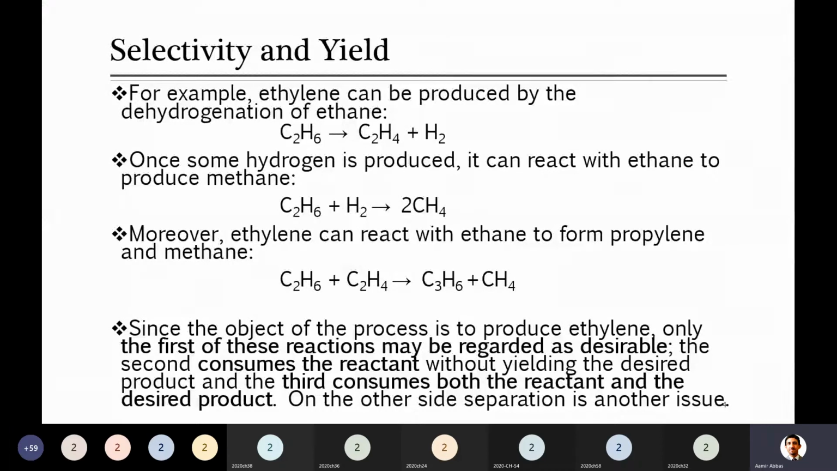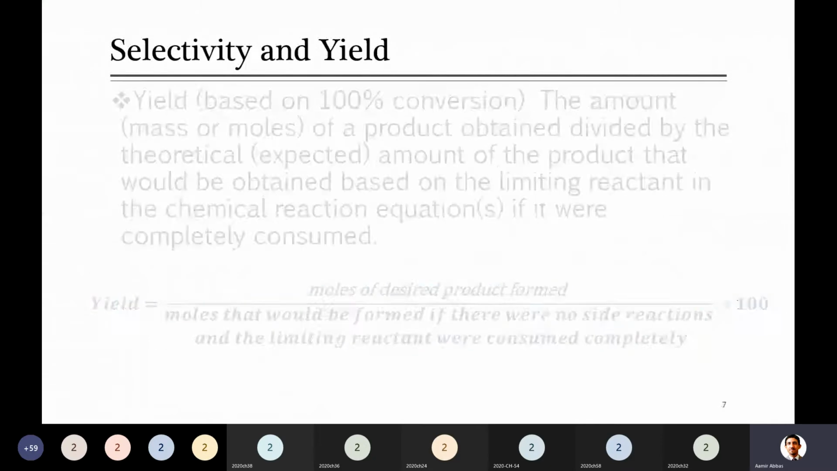0.8. So 0.8, sir. How 0.8? Because you will say how much product is produced. 80 is being produced in the first reaction, because we said that 80 moles are consumed in the first reaction. So it is 80 divided by the maximum. How much is possible? That is 100. So it is 80 over 100. So that's fine. Okay, good.